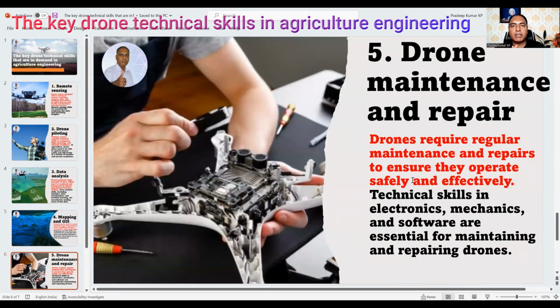Then drone maintenance and repair. These technical skills are also required because drones require regular maintenance and repairs to ensure that they operate safely and effectively. Technical skills in electronics, mechanics, and software are essential for maintaining and repairing drones. So this is the service area for drones, which is also very important, where you have to do maintenance and repairs of drones. So these are the 5 key areas of using drones, because drones can be used for many other applications also.